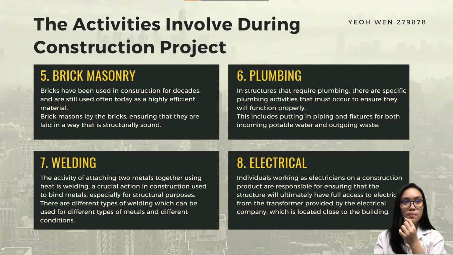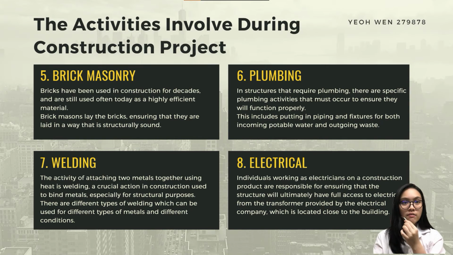The sixth activity is plumbing. In structures that require plumbing, there are specific plumbing activities that must occur to ensure they will properly function. This includes putting in piping and fixtures for both incoming potable water and outgoing waste. The seventh activity is welding. The activity of attaching two metals together using heat is welding, a crucial action in construction used to bind metals, especially for structural purposes.